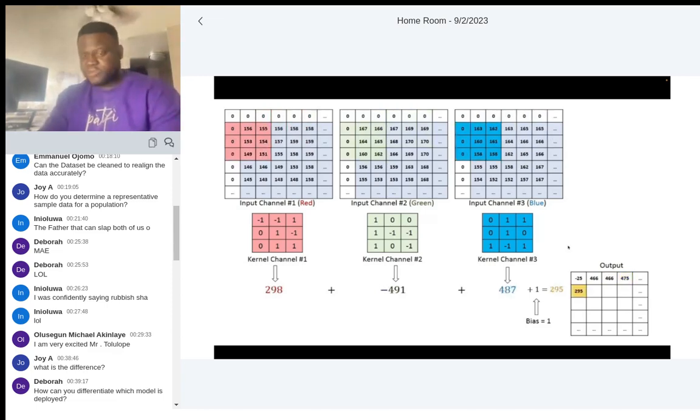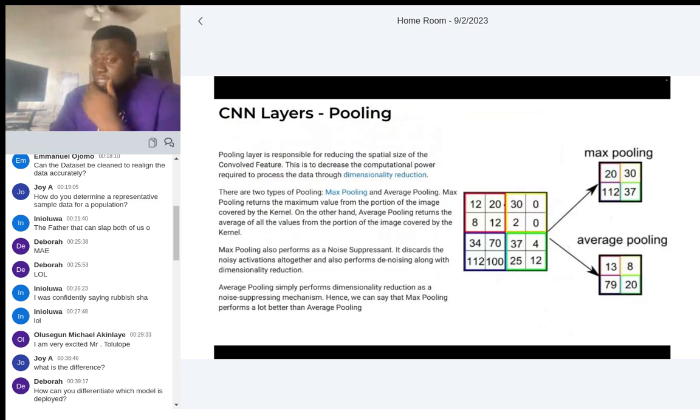Yes, so that's the beautiful thing of convolution. So this is pooling. Now, if you look, this pooling window is 2x2, and so we have 12, 20, 8, and 12. Max pooling, we just pick the maximum. You see what it did there? Of all these places, 20 is fine. In this place, 34, 70, 112, 100, you just pick 112, and that's it. 30, 0, 22, 37, you just pick the maximum.